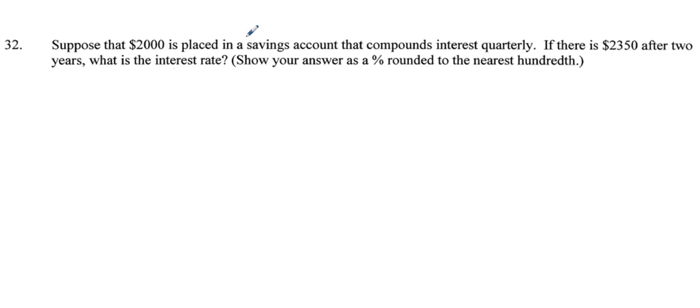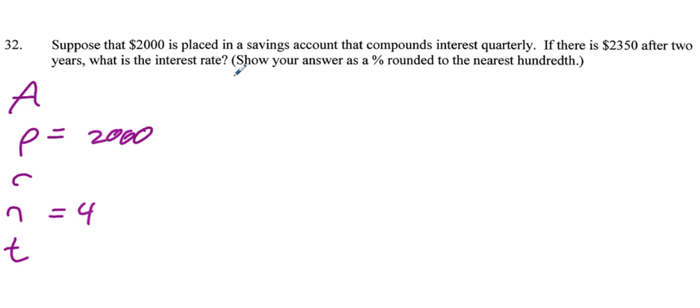So we have another money with interest problem. We're going to start with APR, the annual percentage rate. $2,000 is placed in the account. That's your principal. It compounds quarterly, so that means N equals 4.